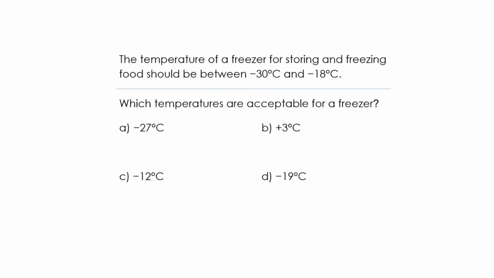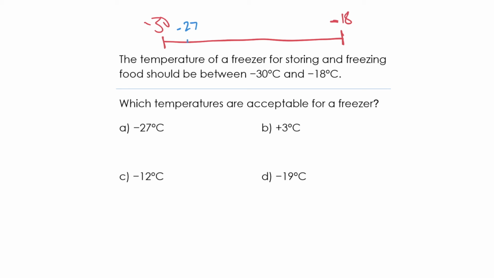The temperature of a freezer for storing and freezing food should be between negative 30 degrees and negative 18. So when we're writing the negatives, the bigger number goes first because it's the lower number in this case. It'll make sense as you get older. Just trust me on this one. Which temperatures are acceptable for a freezer? It has to be between negative 30. So negative 30 is right here. And pretend this number line ends at negative 18. So you'd have to look at all the numbers that are in between.